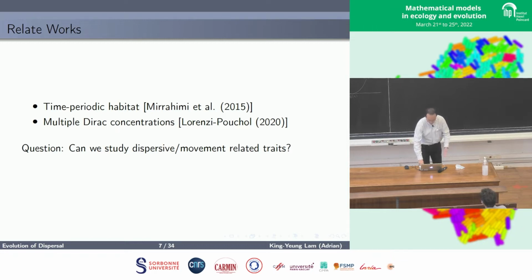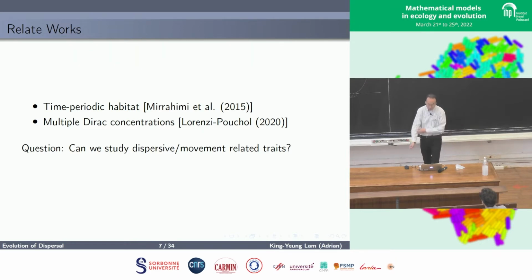So there are related works. If you allow time periodicity, then there's a work of Mirrahimi et al. And then there's also a recent work by Lorenzi and Pouchol, which asks about the equilibrium solution. When does it support multiple Dirac?